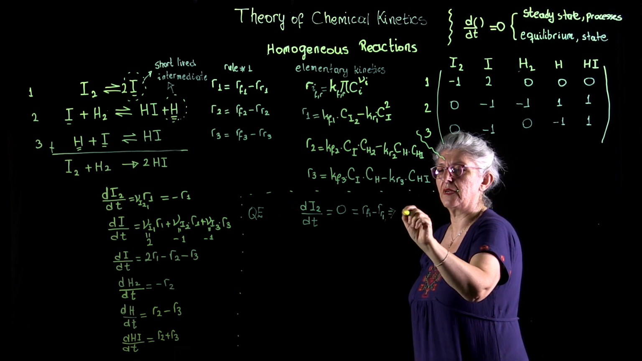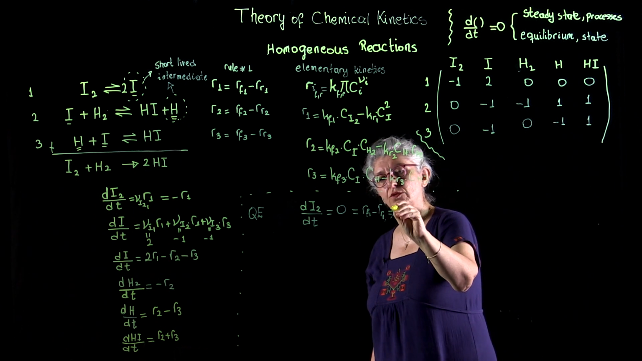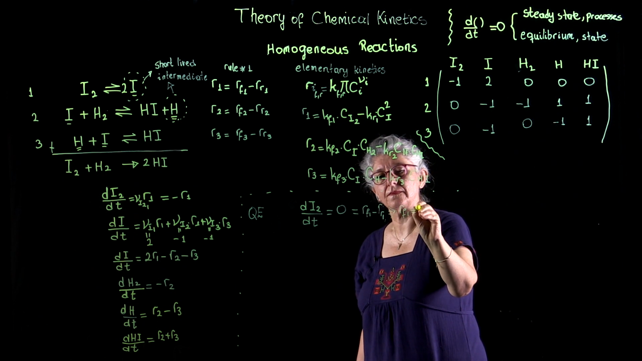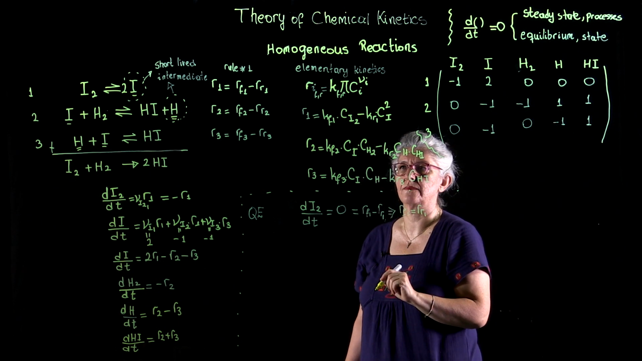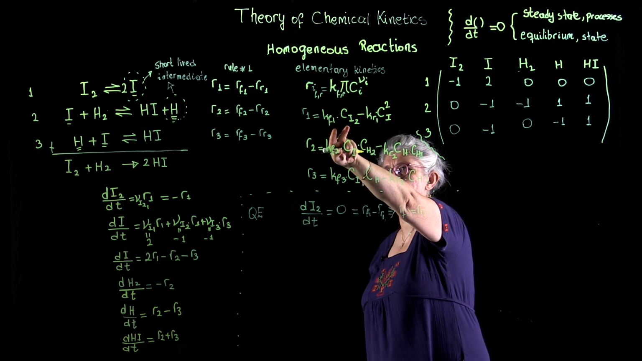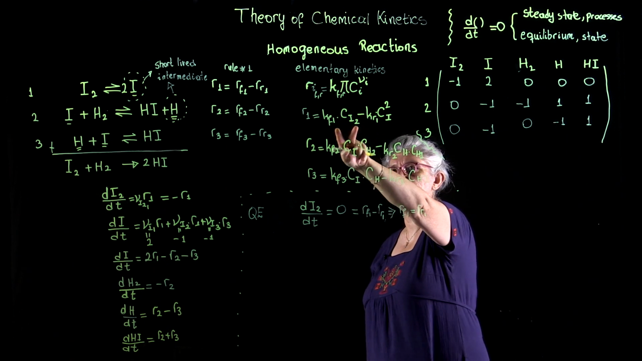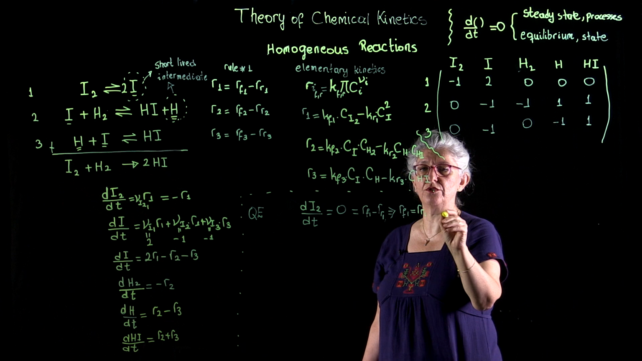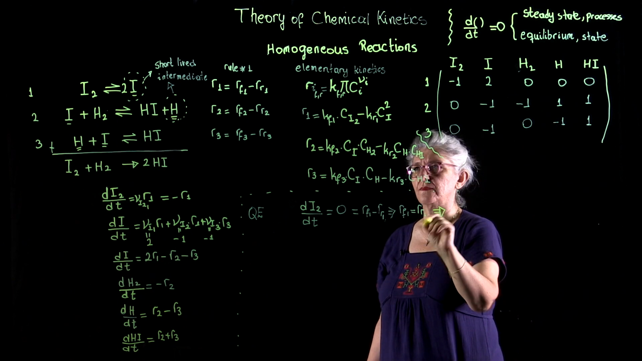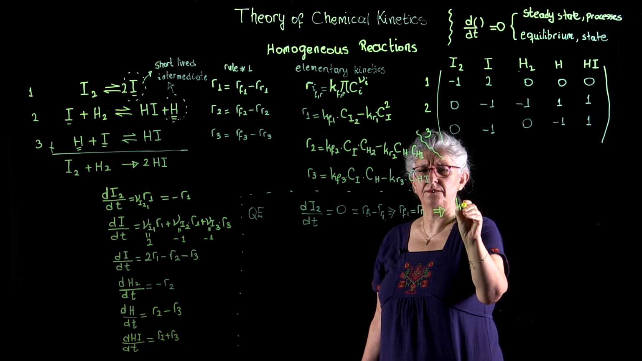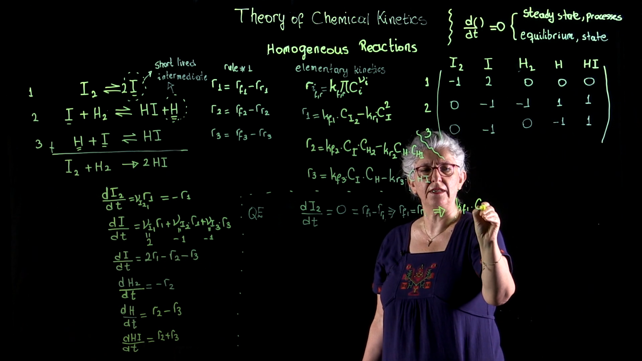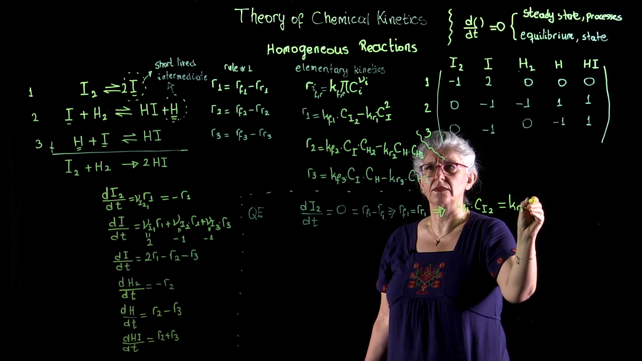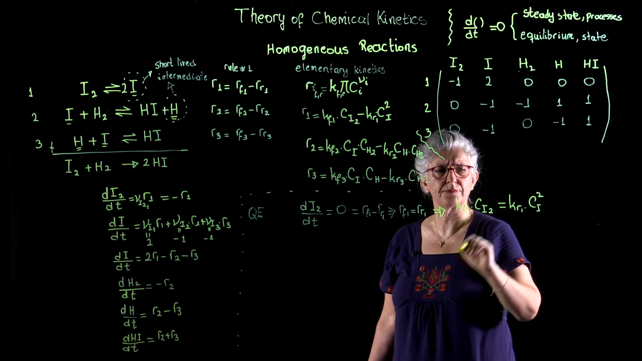Or rate forward 1 is equal to rate reverse 1. Okay, this is rate forward 1, this is rate reverse 1. They should be equal to each other. I continue. K forward 1 times C_I2 is equal to K reverse 1 C_I squared.